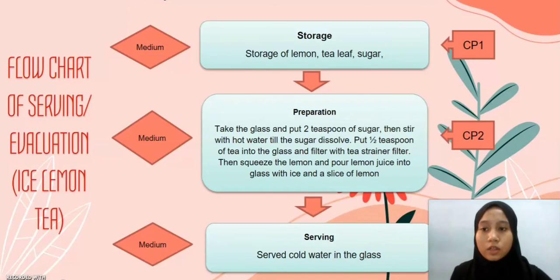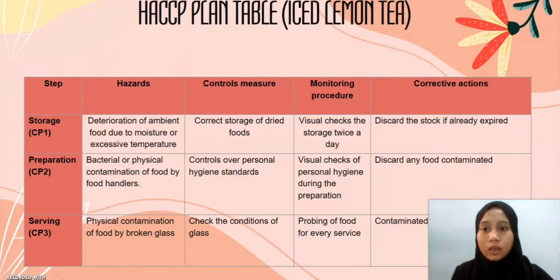Next is the flowchart of the serving version of the ice lemon tea. There are also 3 steps, which is storage, preparation, and serving. And in this preparation of the ice lemon tea also contain critical point only. Step 1 is storage. The hazard is deterioration of ambient food due to moisture or excessive temperature. The control measure is correct storage of dry foods. Monitoring procedure is visual check the storage twice a day. And the corrective action is discard the stock if they already expired.